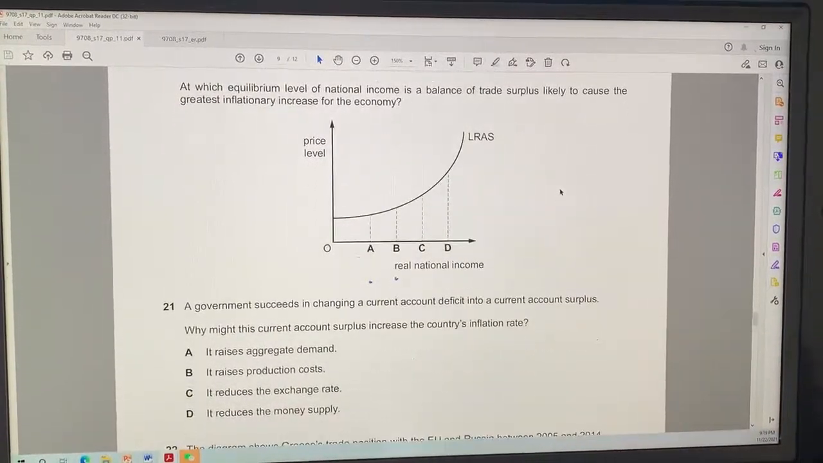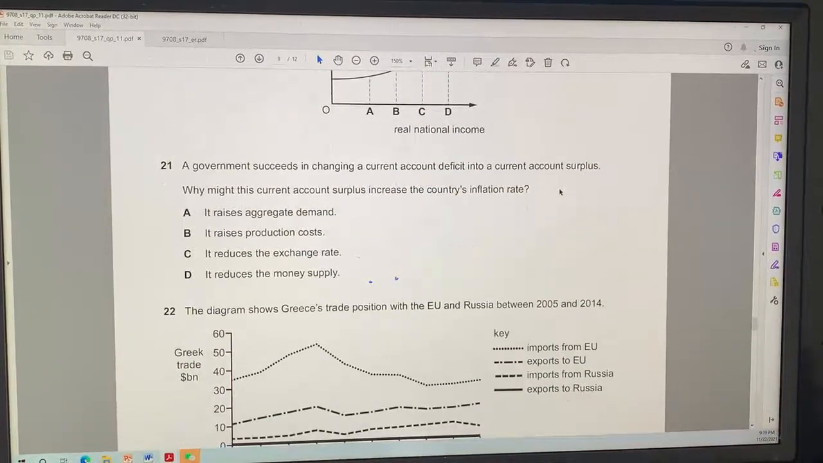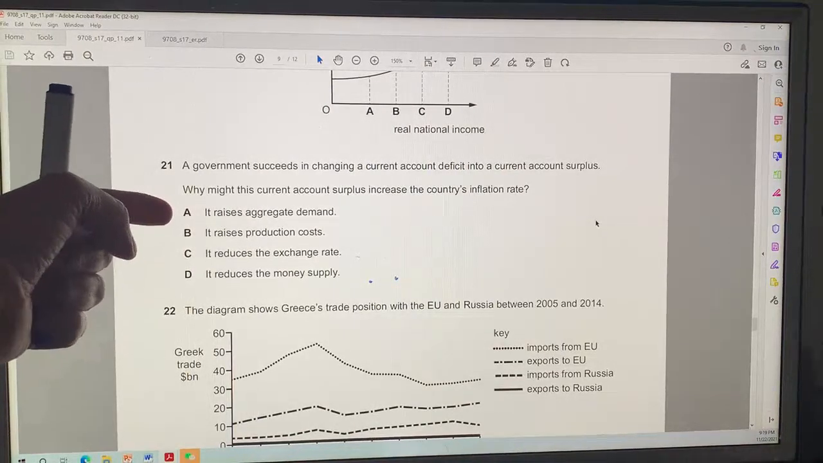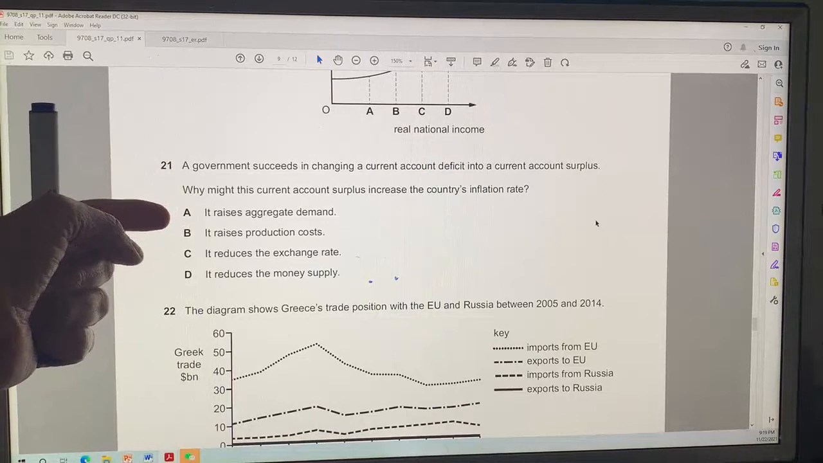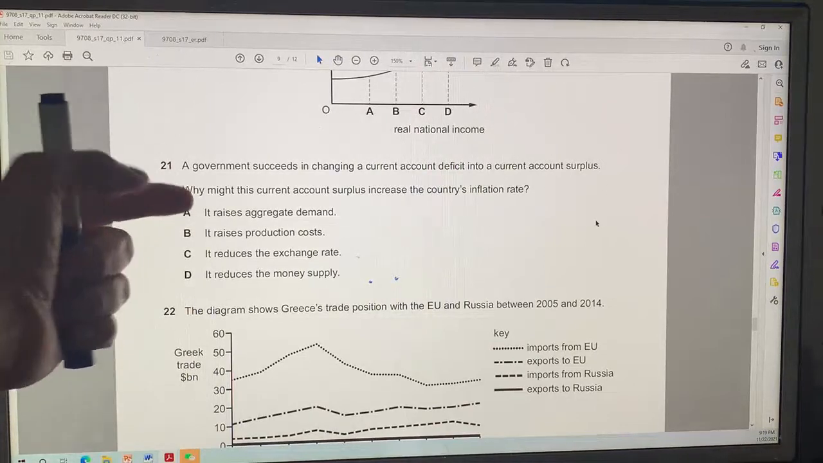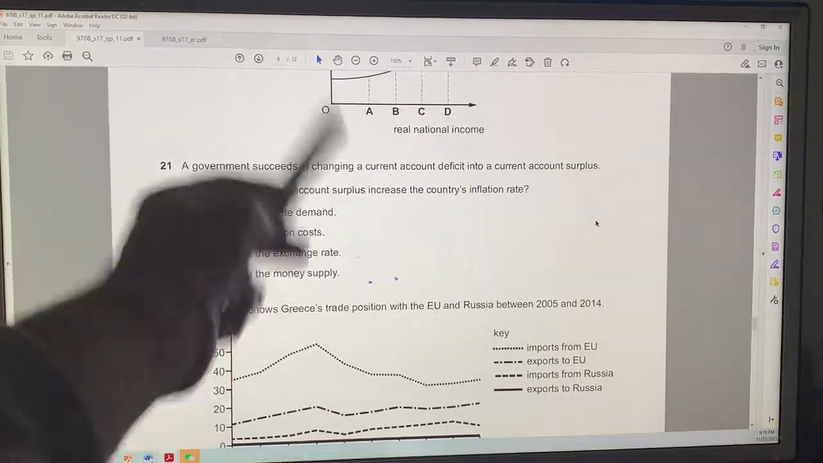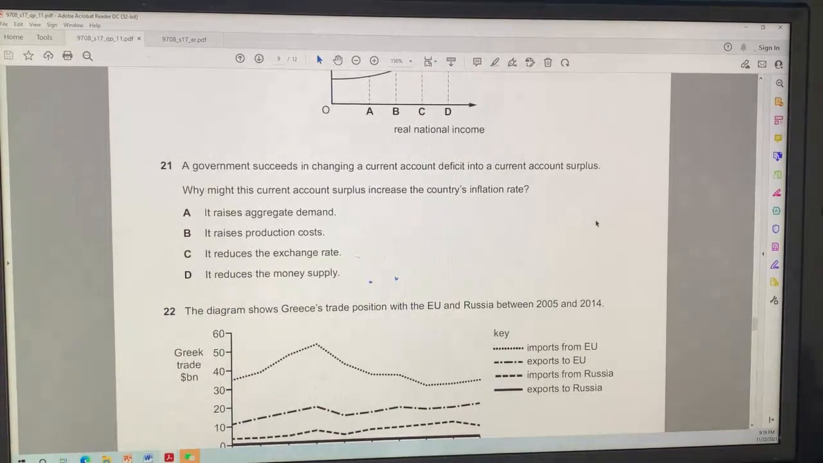Question 21. A government succeeds in changing a current account deficit into a current account surplus. Congratulations. Why might this current account surplus increase the country's inflation rate? It will increase aggregate demand. Okay. It probably increases aggregate demand, right? So the answer is A.